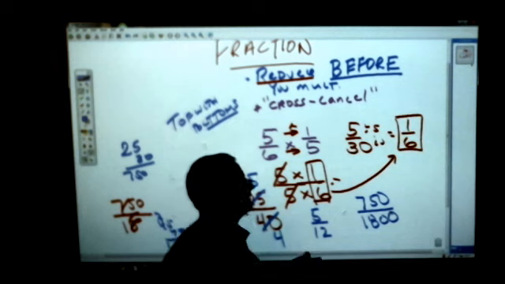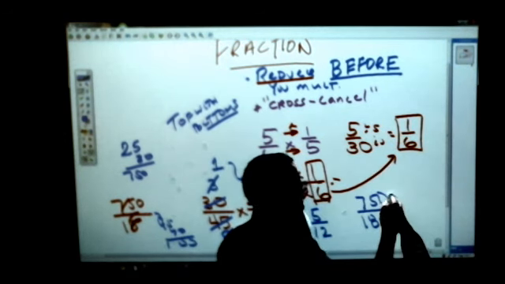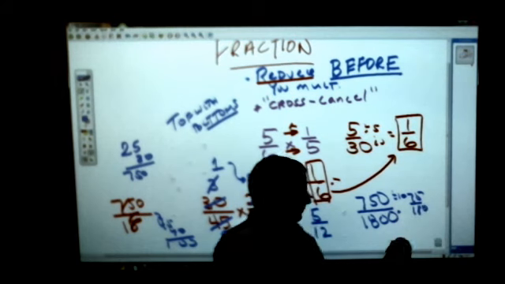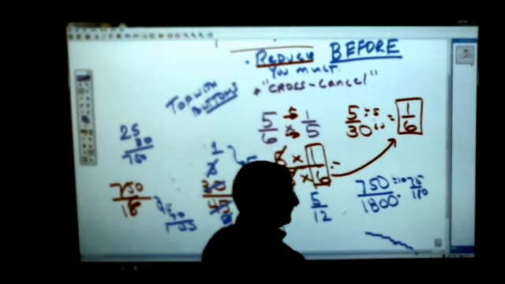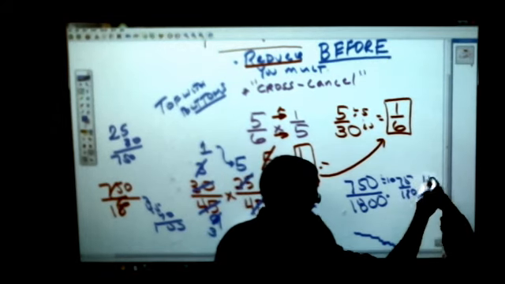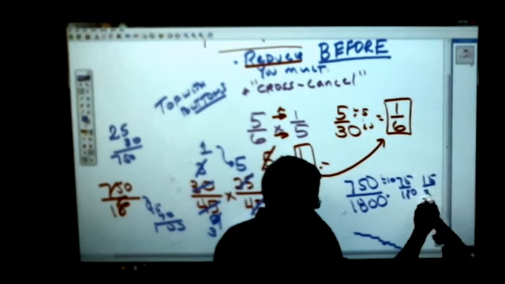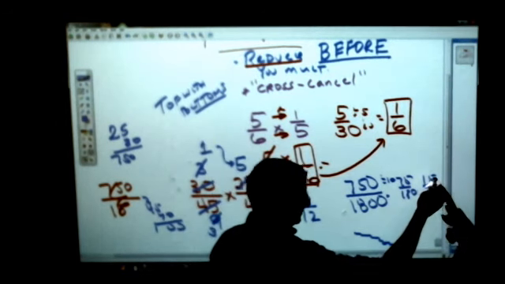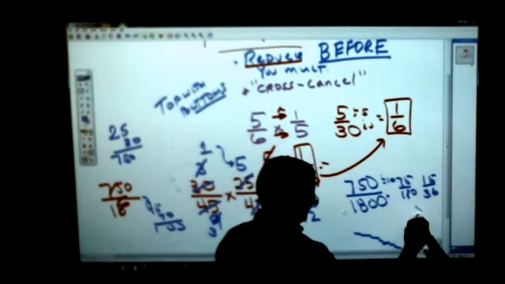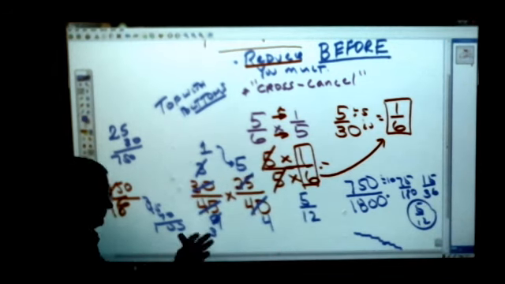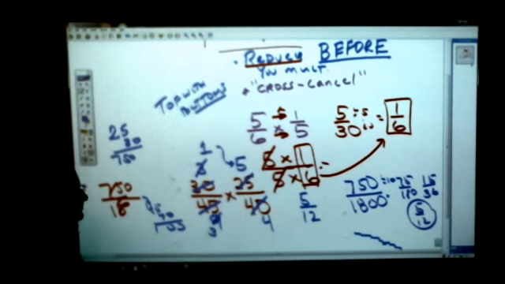Well, what goes into what? You can divide them both by 10. You get 75 over 180, and then what number goes into 75 and 180? 5, which gives 15 over 36. And then what number goes into 15 and 36? 3, which gives you 5 over 12. But it's much simpler if you cross cancel and reduce before you multiply.